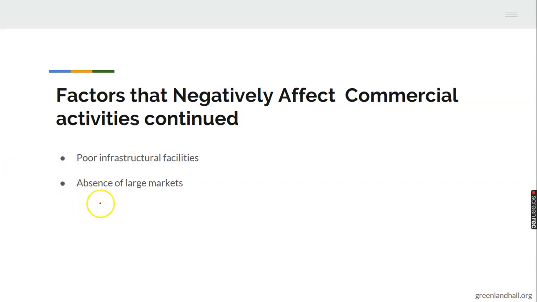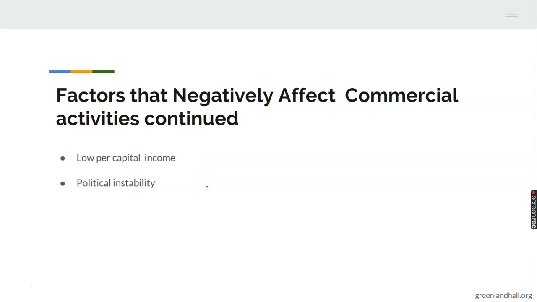Then apart from that, we have absence of large markets. For products to be able to do very well, and for producers to continue to exist, they must be able to dispose or sell their products. But in a situation where we have very limited or restricted markets for those products, definitely it will be very difficult for them to dispose of them and be able to earn enough income to continue to exist and run their businesses.